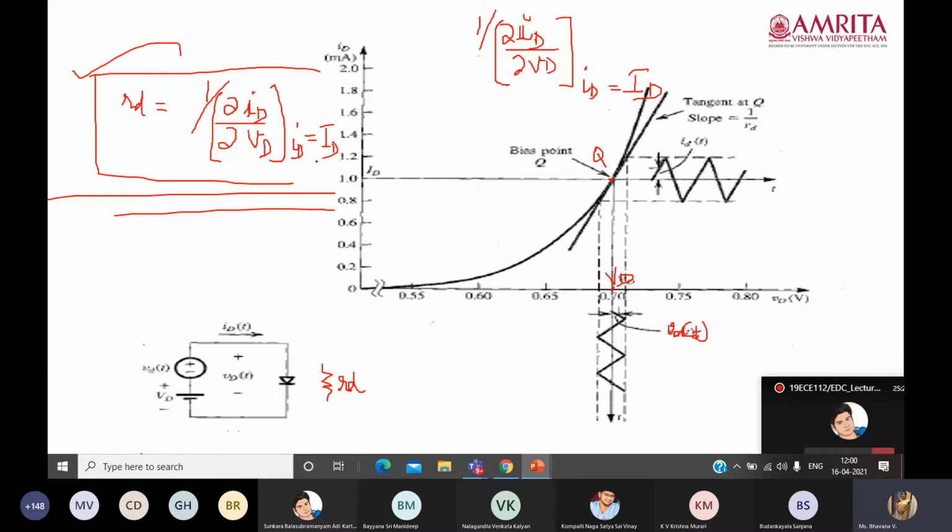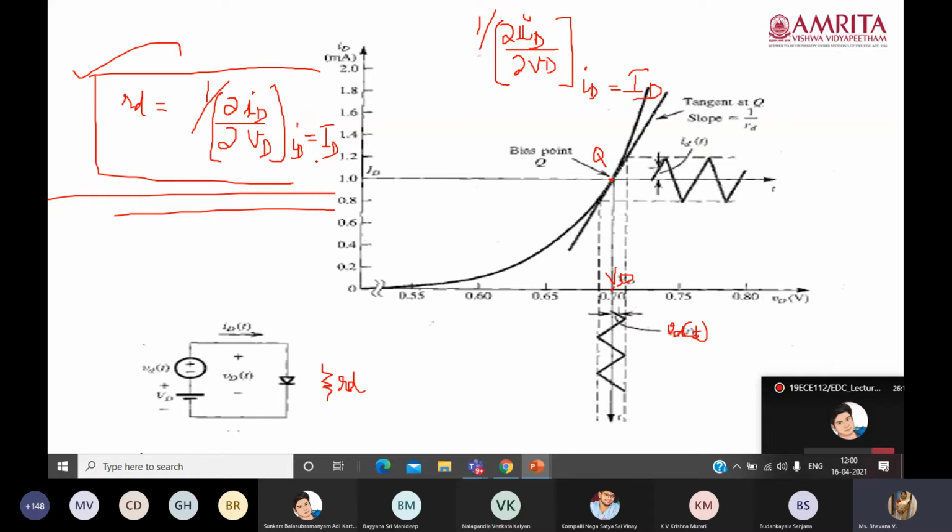A voltage regulator is a circuit whose purpose is to provide a constant DC voltage between its output terminals. Small signal diode model can be used as a voltage regulator. A voltage regulator is a circuit whose purpose is to provide a constant DC voltage between its output terminals. Next point.